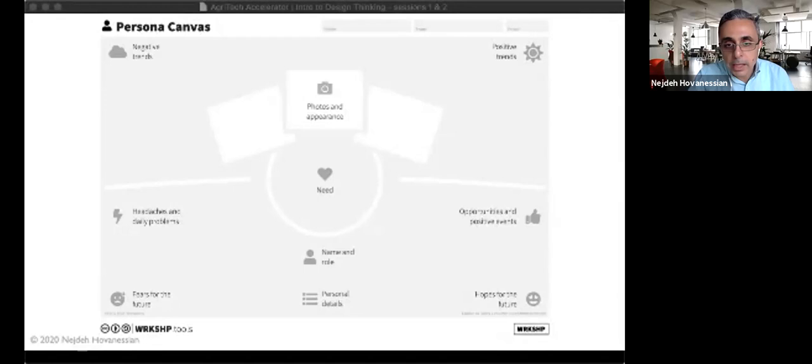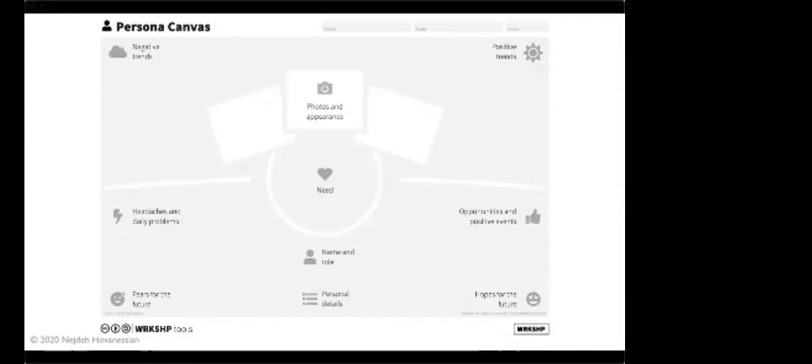And on the right side of your canvas, you have positive trends, and negative trends on the left side. Positive trends are trends that can help your audience solve his or her problems. Sometimes, for some of you, one of the major negative trends is COVID and the pandemic situation. It could be a kind of negative trend, or it could also be a positive trend compared to your idea.